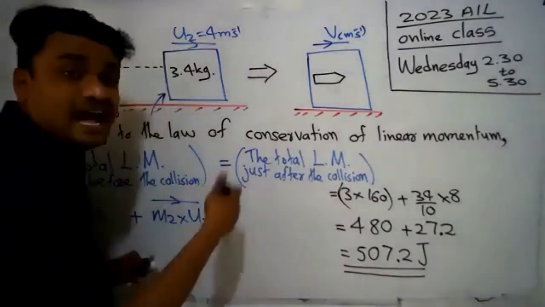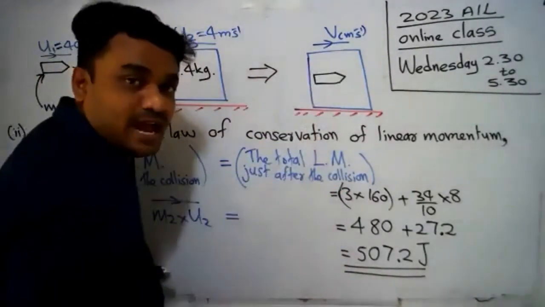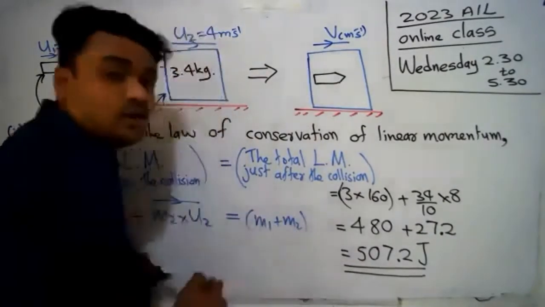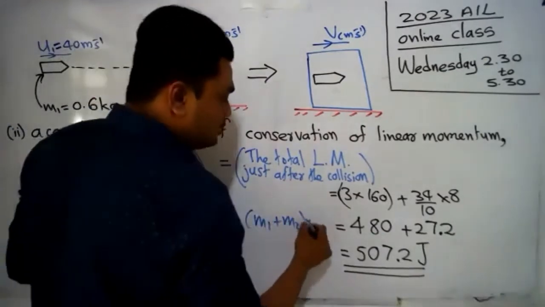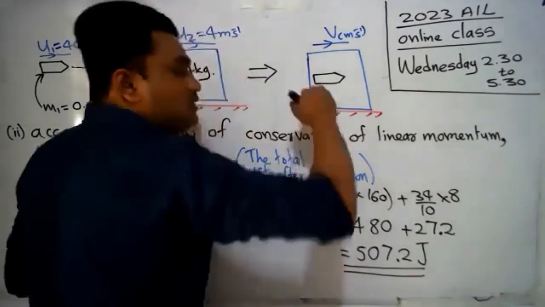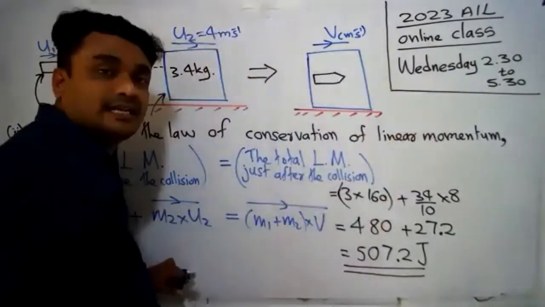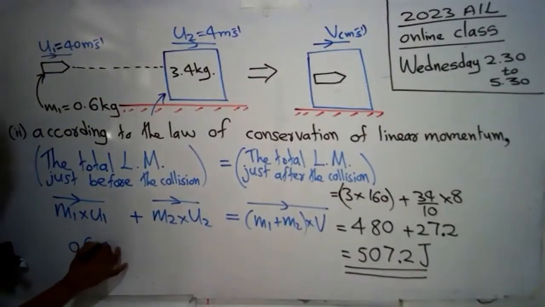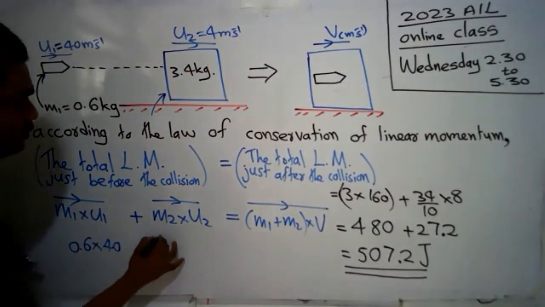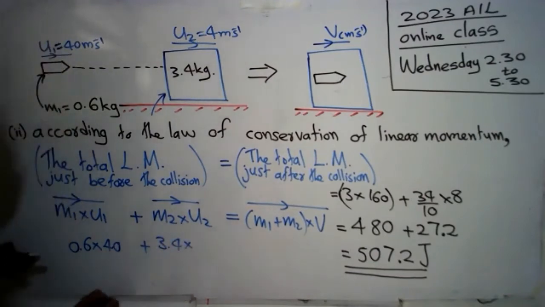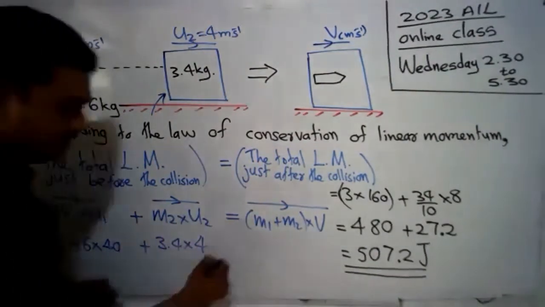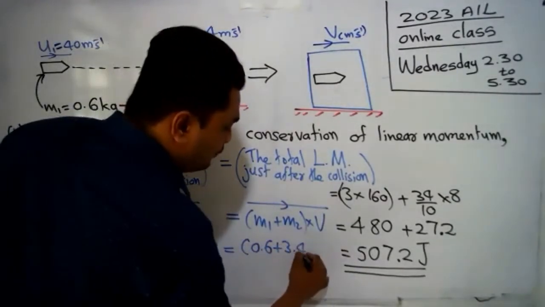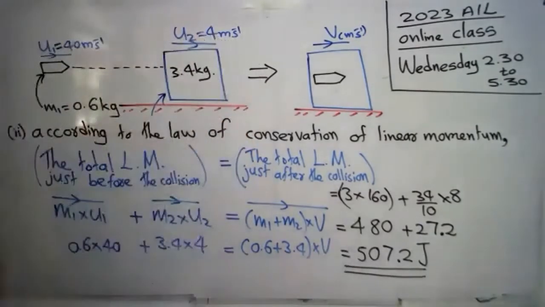After the collision, we don't have two objects, they are combined together. We have a single object of mass m1 plus m2, moving with velocity v. Velocity v is to the right, so I have marked it like this. m1 is 0.6, velocity u1 is 40. m2 is 3.4, velocity u2 is 4. Then m1 is 0.6, m2 is 3.4, velocity is v.